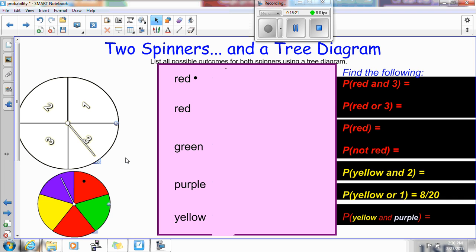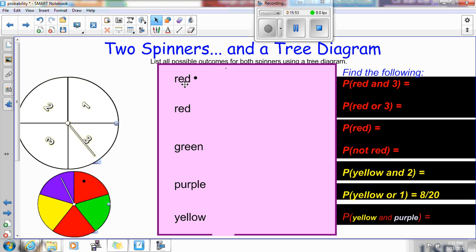So the first thing we do on a tree diagram is we list all the different choices for one of the spinners. I did the color one. So red, and I put a little dot by it, and notice a dot down here, just so I can keep track of which red. And then there's this other red here. There's also a green, a purple, and a yellow. These are all the different color options. Now I could have put my number options here instead. It does not matter which one you put first.